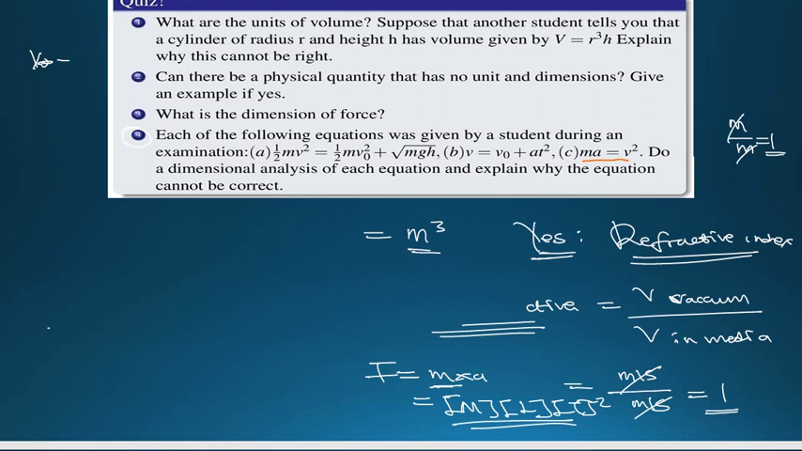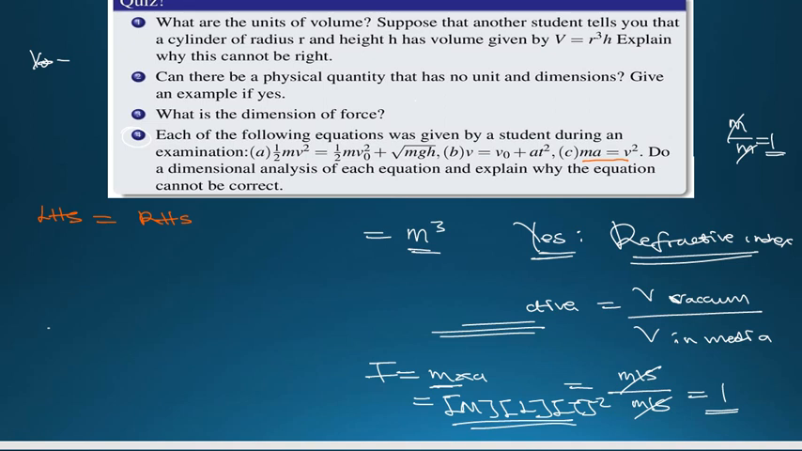So we have been told that all these equations were given by a student during an examination, and you are asked to explain why the equation cannot be correct. To know if the equations are dimensionally correct, you need to know that the dimensions of the left hand side should be equal to the dimensions of the right hand side. So we're going to deal with the left hand side first, mass times acceleration.